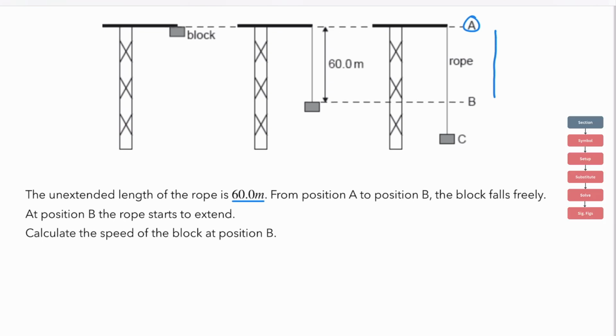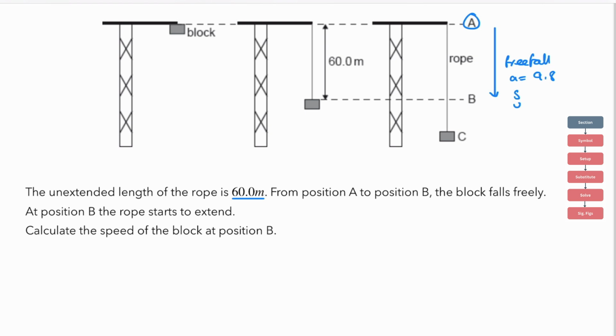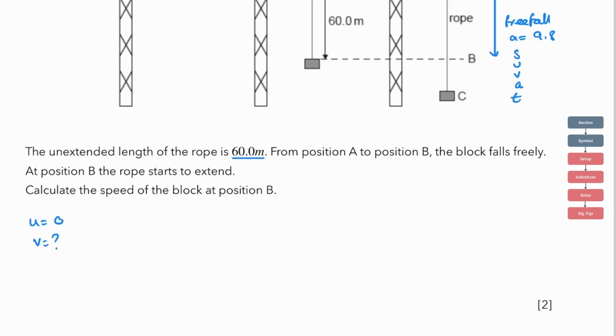So from here to here, it's in free fall. And if it's in free fall, the acceleration due to gravity is 9.8. We're looking at this using the equations of motion, or the SUVAT equations, so we want to head to that section of our data booklet. Let's write down the data we have. The initial speed is 0. We want to find out the final speed. The acceleration is 9.8 metres per second squared. We know the distance is 60 metres. And we want to find out the speed. Okay, head to the data booklet.